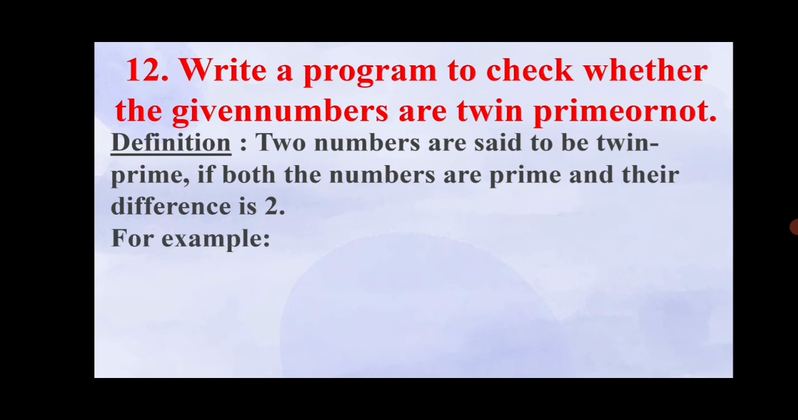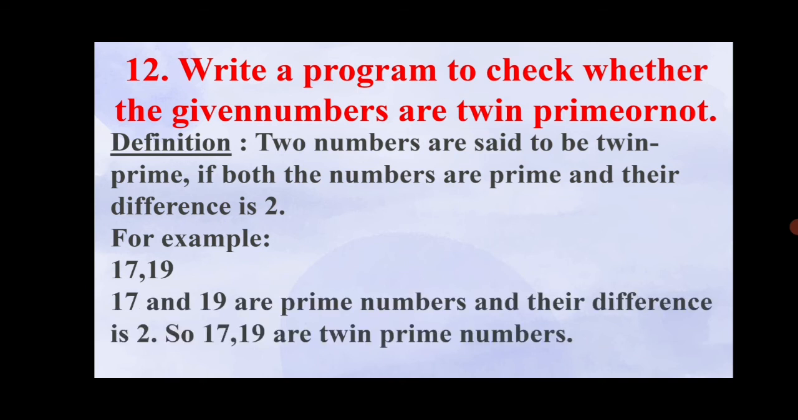For example, 17, 19. 17 and 19 are prime numbers and their difference is 2. Have you observed this one, students? So, 17 and 19 are said to be twin prime numbers.